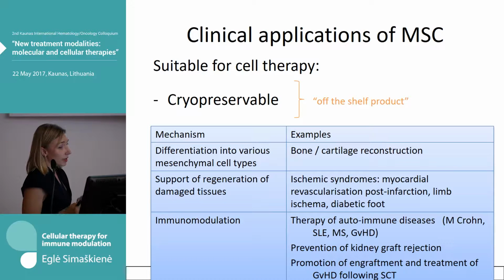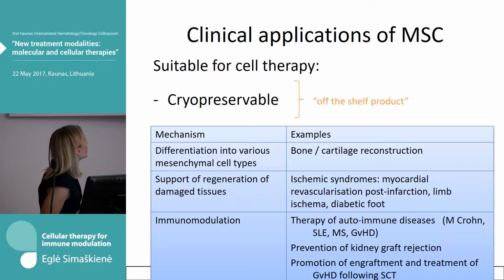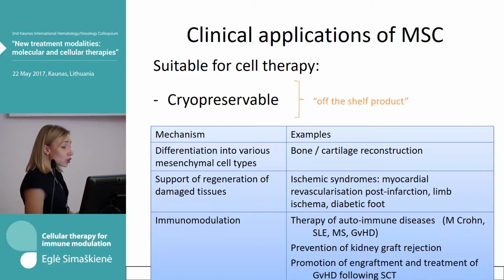Different mechanisms are used for different treatment options, like differentiation into various mesenchymal cell types, which is used for bone and cartilage reconstruction. Support of regeneration of damaged tissues is used for ischemic syndromes like myocardial revascularization, limb ischemia, diabetic foot, and immunomodulation is used like therapy of autoimmune diseases, prevention of kidney graft rejection, and promotion of engraftment after bone marrow transplantation.